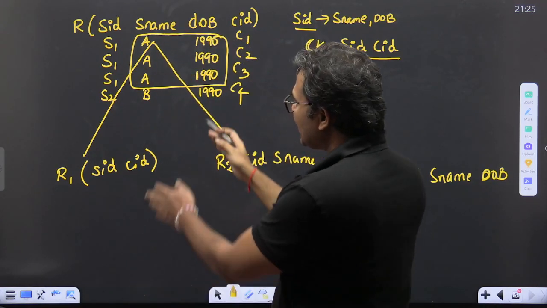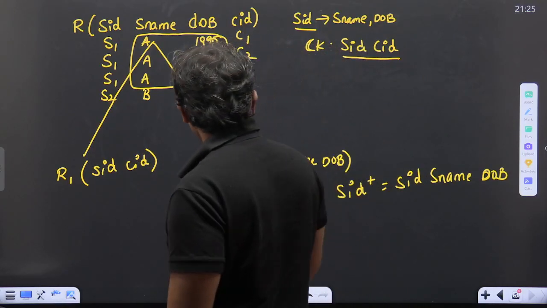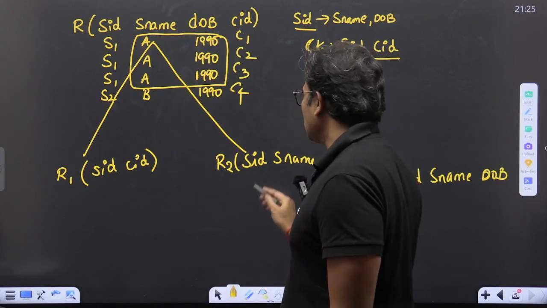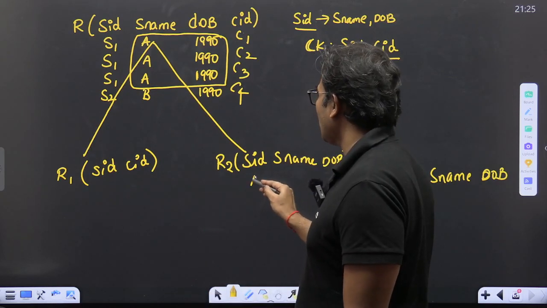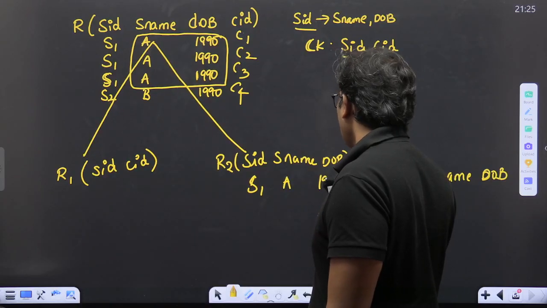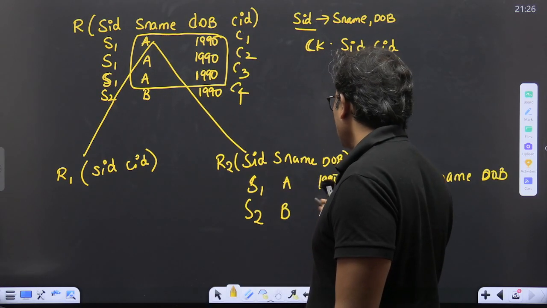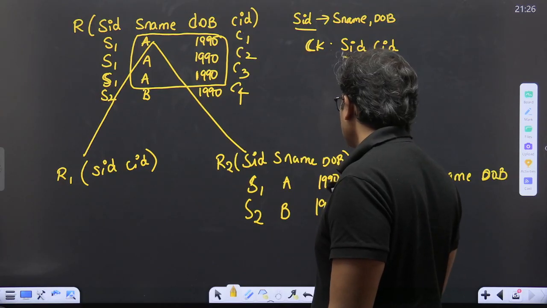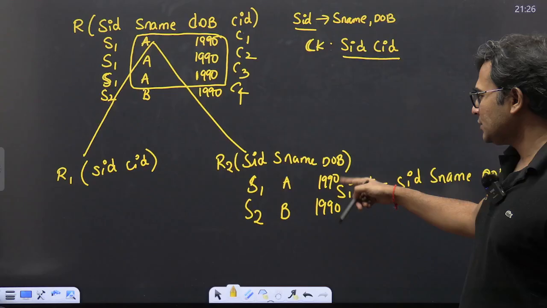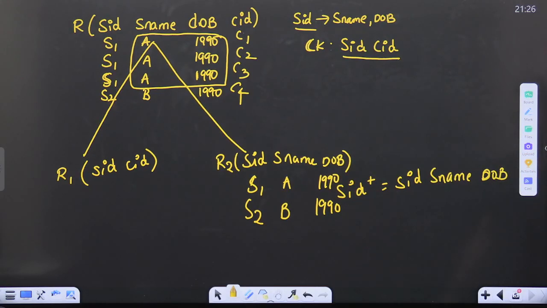Now by splitting it into two tables, what we have done is, now SID, SNAME and date of birth has gotten into a different table. So SID is S1, name is A and date of birth is 1990, and SID is S2, name is B and date of birth is 1990. Okay, there is no redundancy here. Even though you are seeing 1990 two times, it is not redundancy. Dates of birth can be the same.